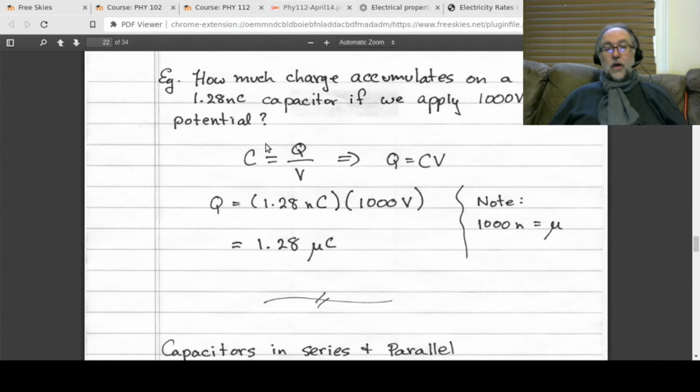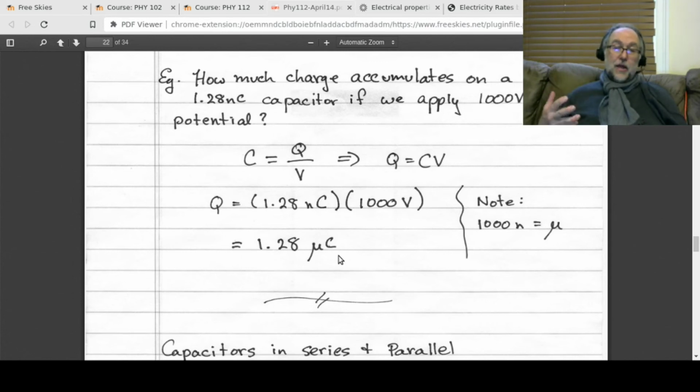The definition of capacitance is C equals Q divided by V, and rearranging that, the charge accumulated is just C times V. C is 1.28 nanofarads. Multiply that by 1,000 volts. Now a volt times a farad is a coulomb. So this is correct here, but that C should be an F. Again, I apologize. And nano times 1,000: 1,000 times 10 to the minus 9 is 10 to the minus 6. So 1,000 nanos is a micro, and that gives you 1.28 microcoulombs.